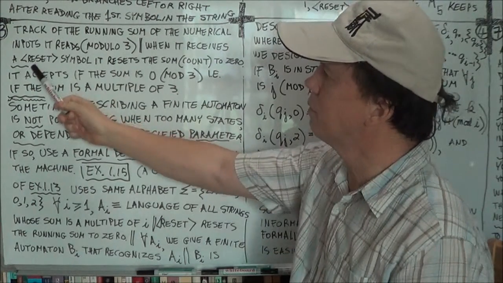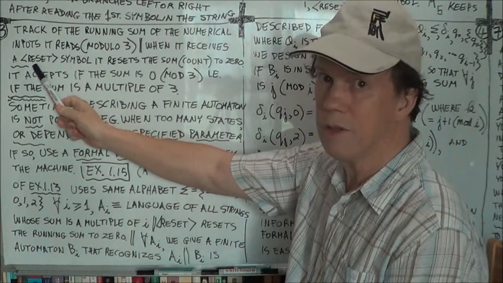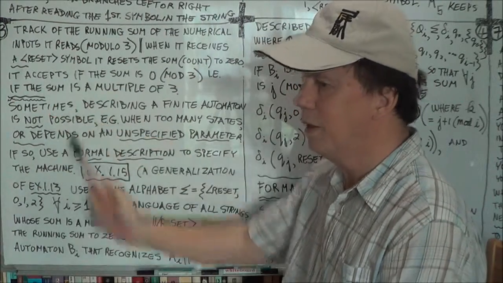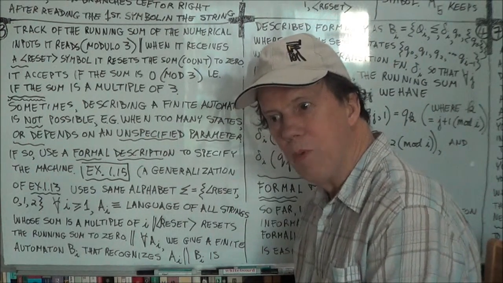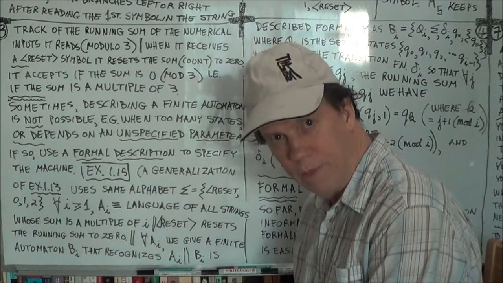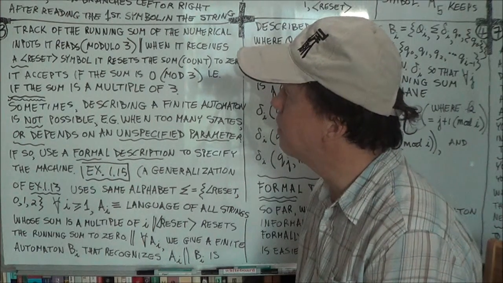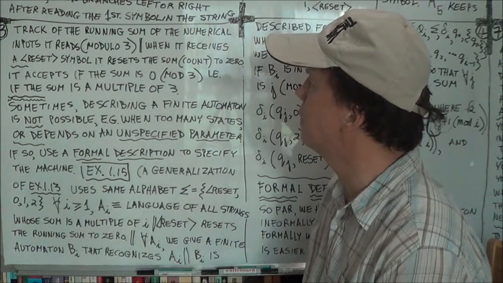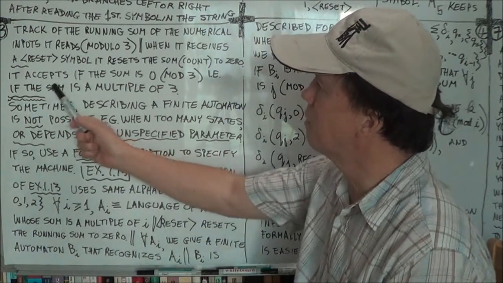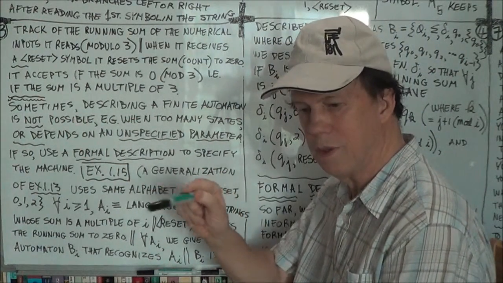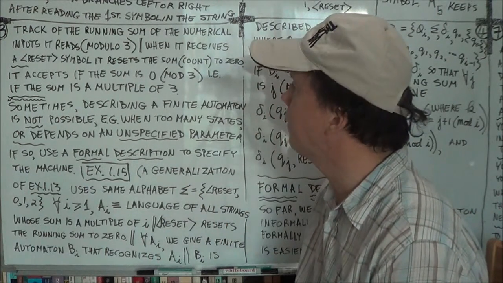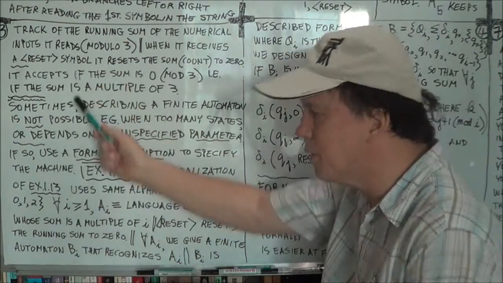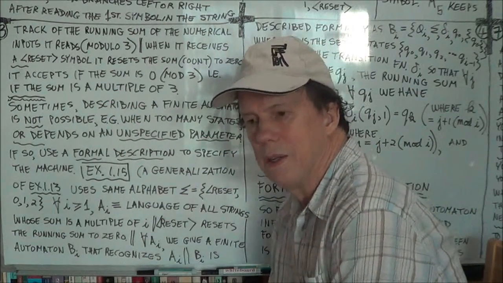So, like I was saying, when the automaton reads the symbol reset, it puts the running sum back to 0. Its function effectively is that it accepts a string if the sum of the elements in that string is a multiple of 3. So you need to convince yourself that that's the case.